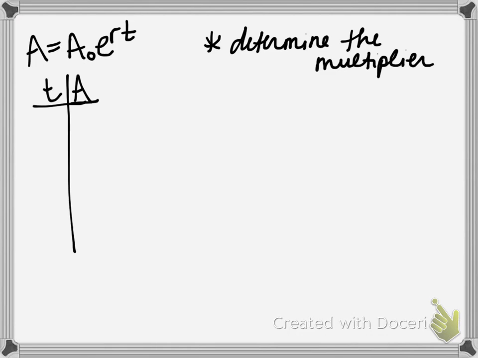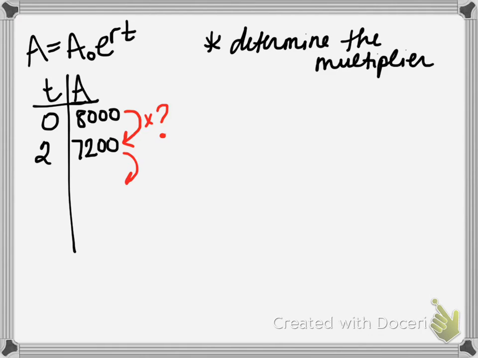Still looking at this from a table perspective, at time 0 we had 8,000 people, and 2 years later there were 7,200 people in this little town. So if you want to determine the multiplier, remember exponential growth and decay is always characterized by repetitive multiplication. In other words, we should take 8,000 times some number, and it'll give us 7,200, and that's what we would repetitively multiply by to give us subsequent y values in this table.